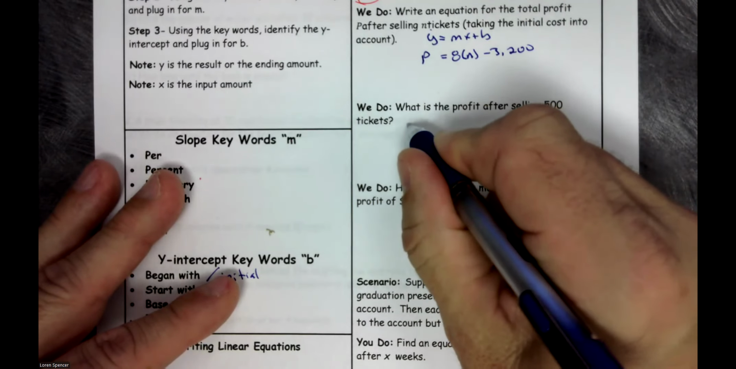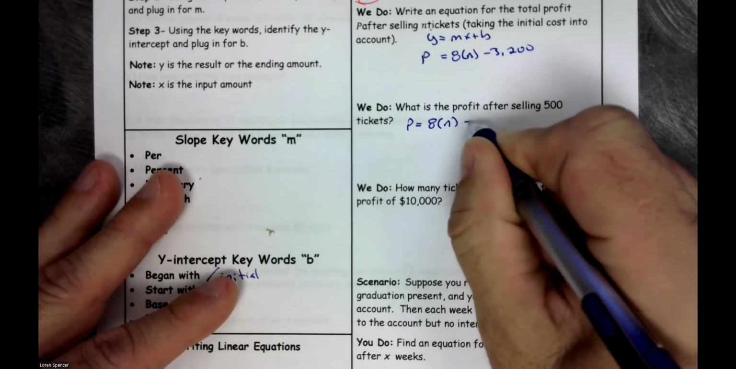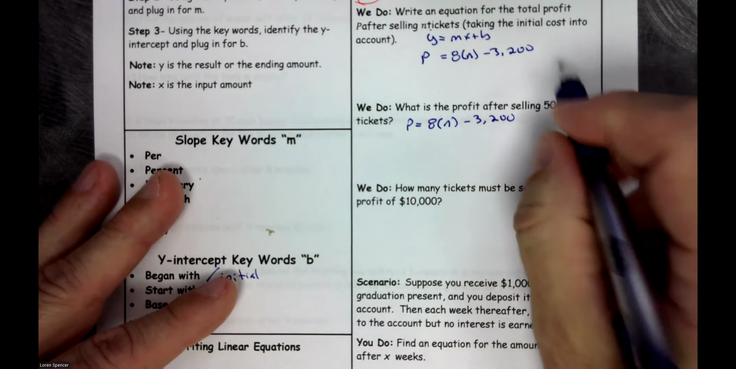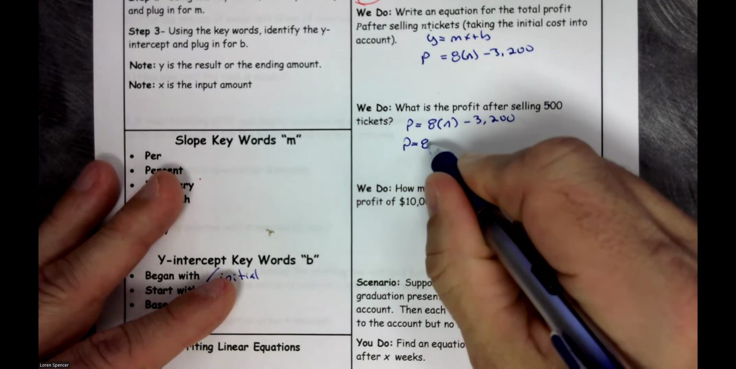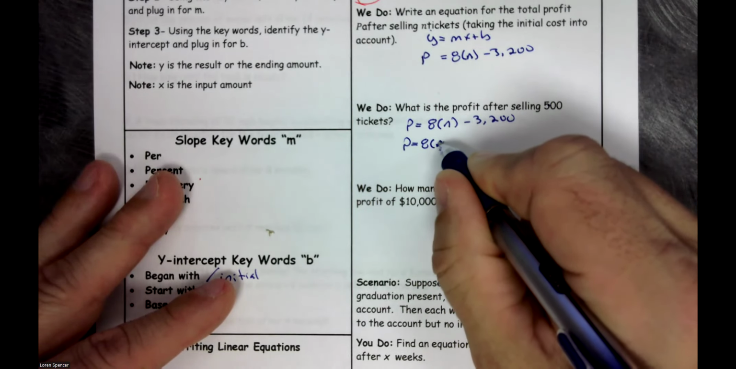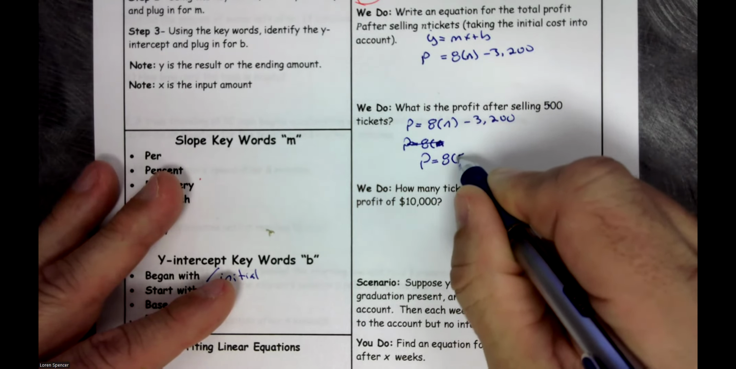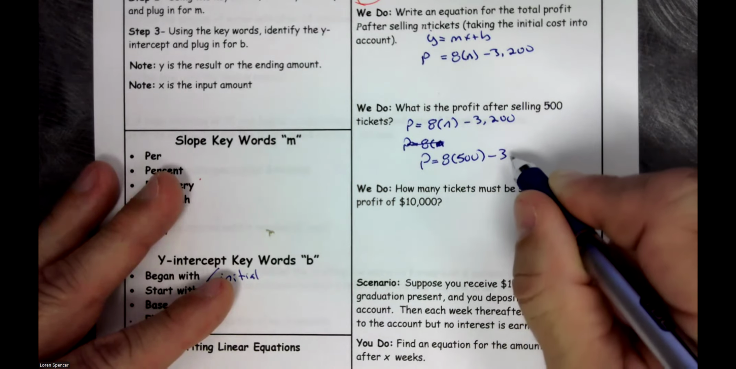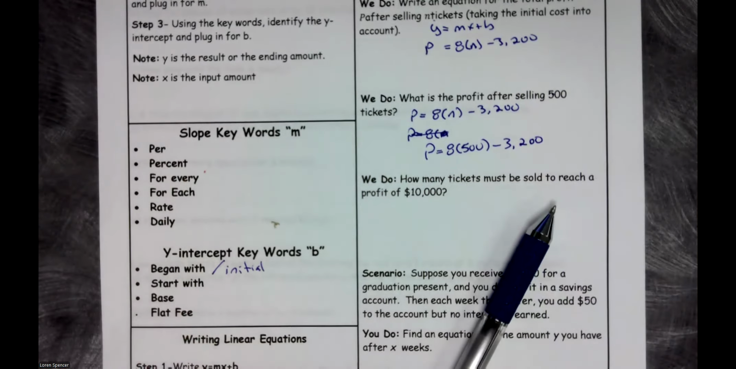Well, that means we have P equals 8 parentheses N minus 3,200. Well, N is the 500. So we're going to have P equals 8 parentheses 500, because that's the number of tickets times minus the 3,200. So switching over to Desmos real quickly to let Desmos do the calculations for us.